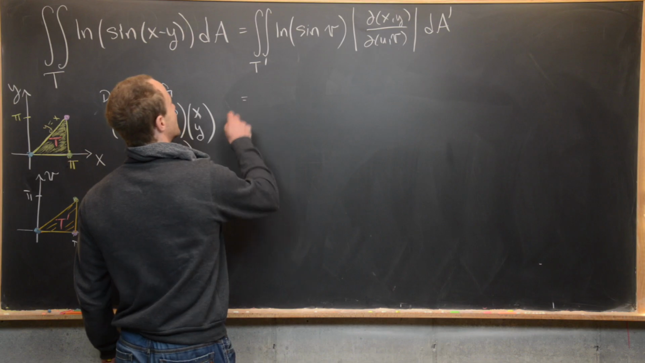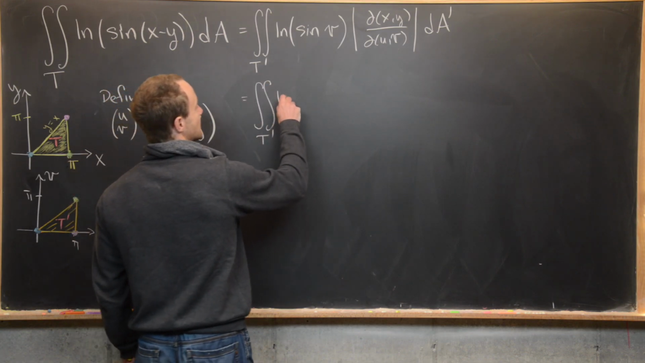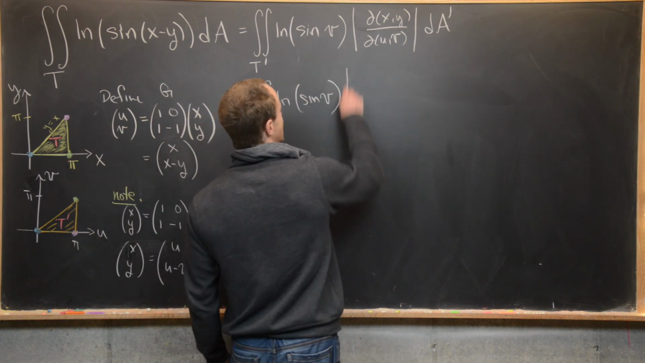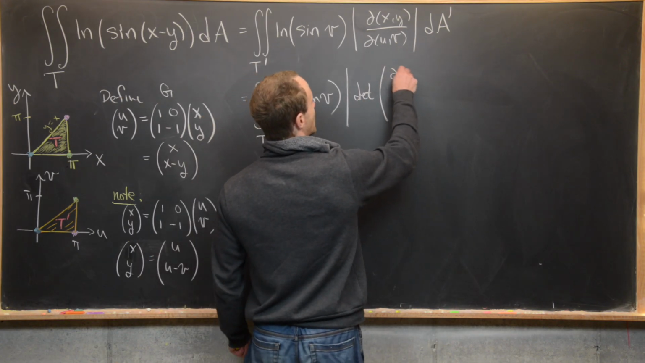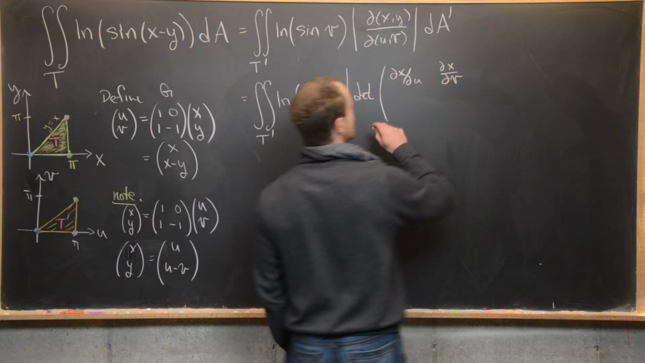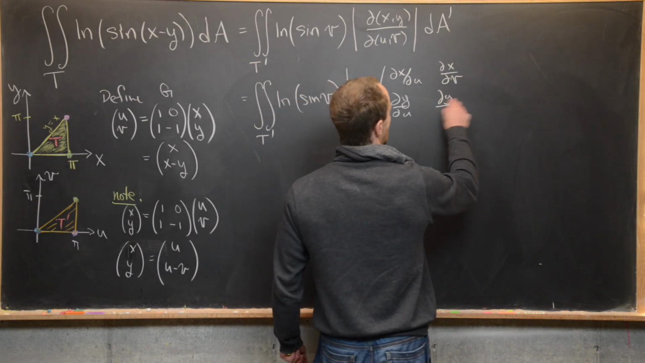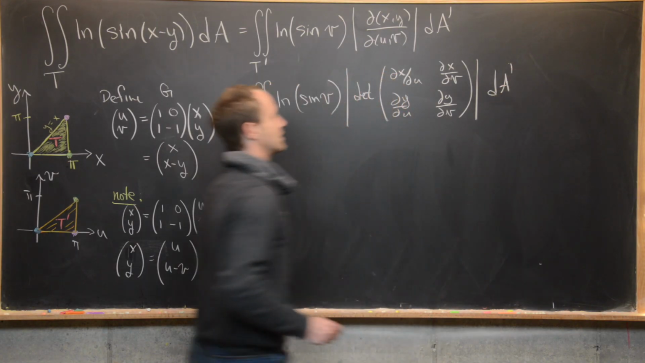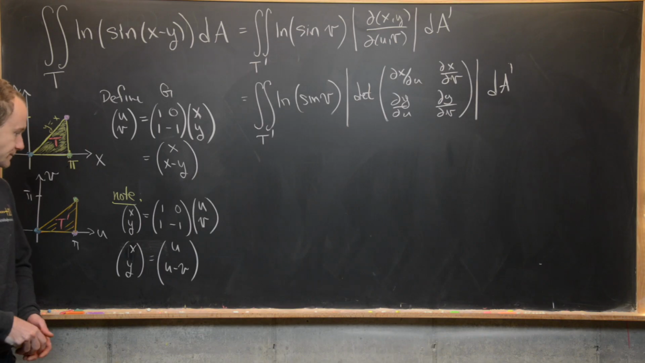So maybe we'll write it out. So this is going to be the double integral over our triangle T prime, the natural log of sine of v. Now we have the absolute value of the determinant of the partial of x with respect to u, the partial of x with respect to v, the partial of y with respect to u, and the partial of y with respect to v. So that is the standard formula for change of variables with two coordinates.